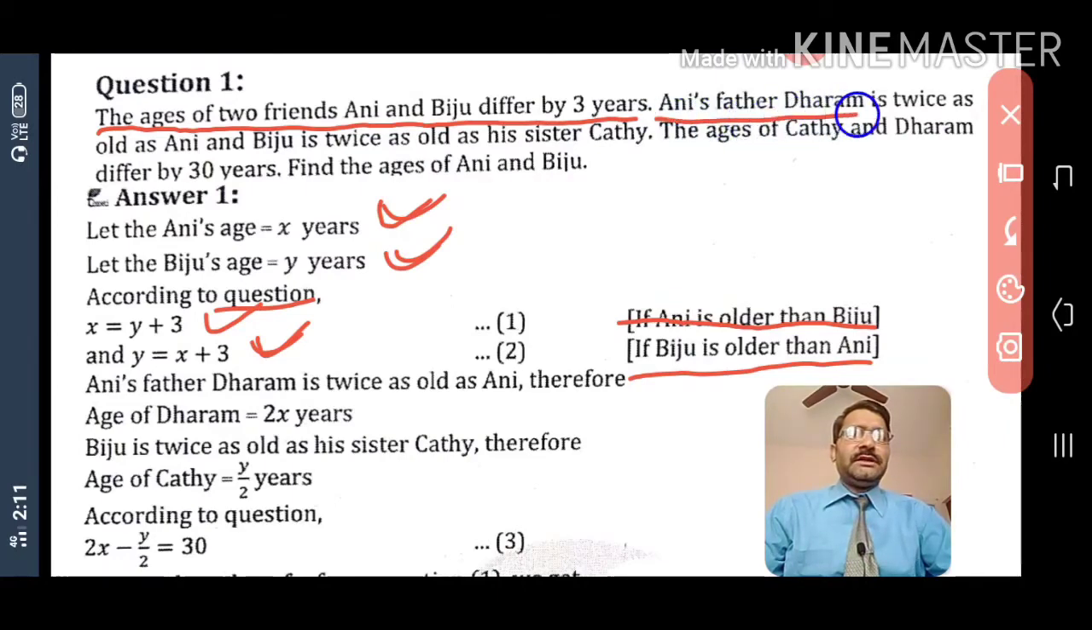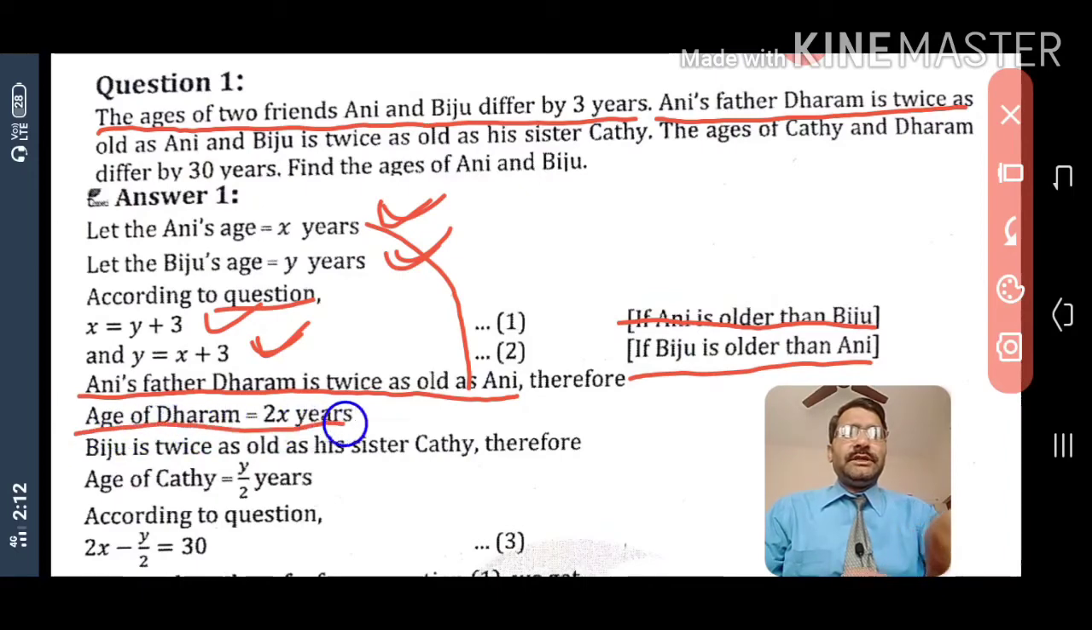Now the second condition that is given: Ani's father Dharam is twice as old as Ani. So here, Ani's age is x years. So what is the age of Dharam? It will be 2x.